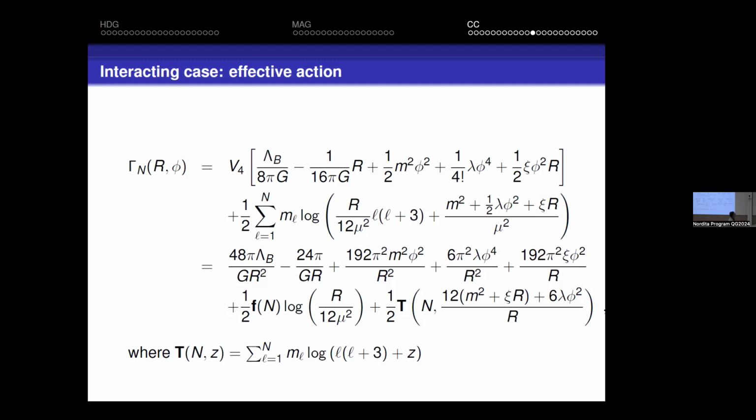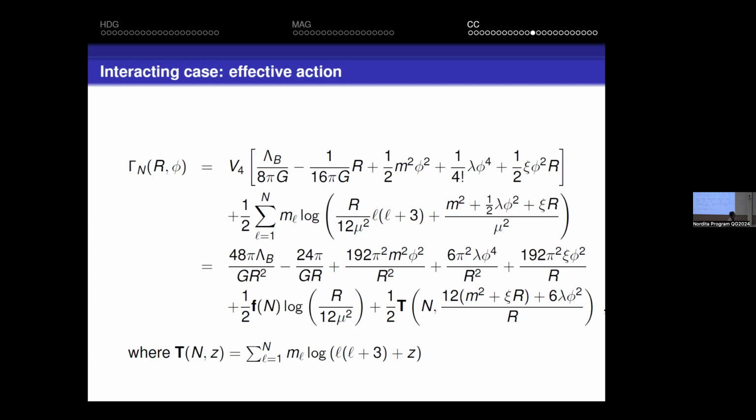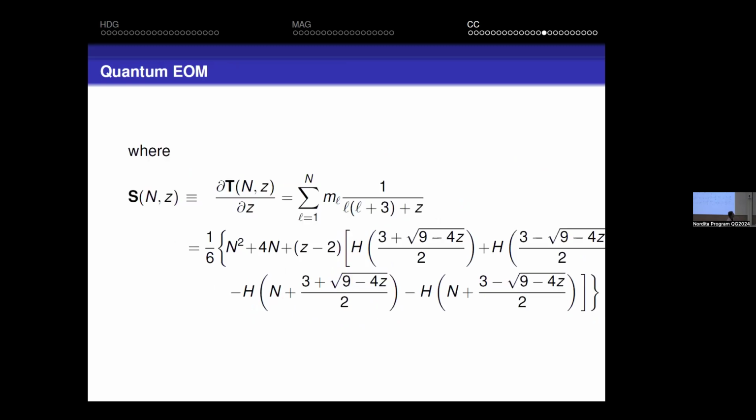And for the quantum correction, you can write it again as the total number of modes times log r, plus something that is now more complicated, a function t. And this z now is this term that contains either r and the expectation value of phi. So these are the quantum equations of motion for phi and for r. They involve the function s, which is the derivative of t. You see, in the action you have t, so the equations of motion contain the derivative of t.